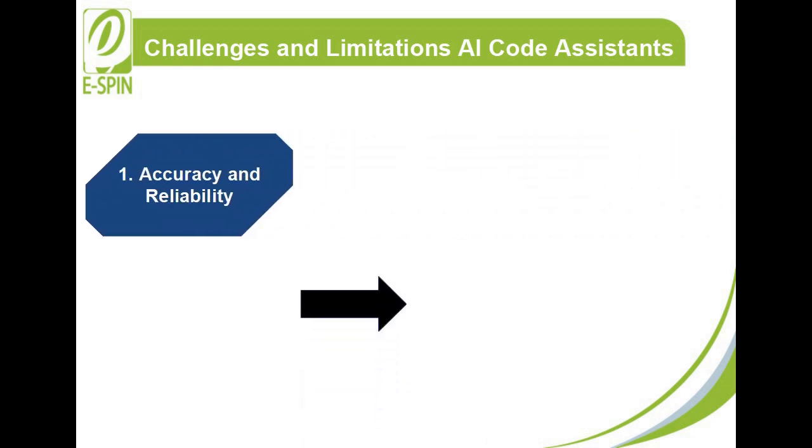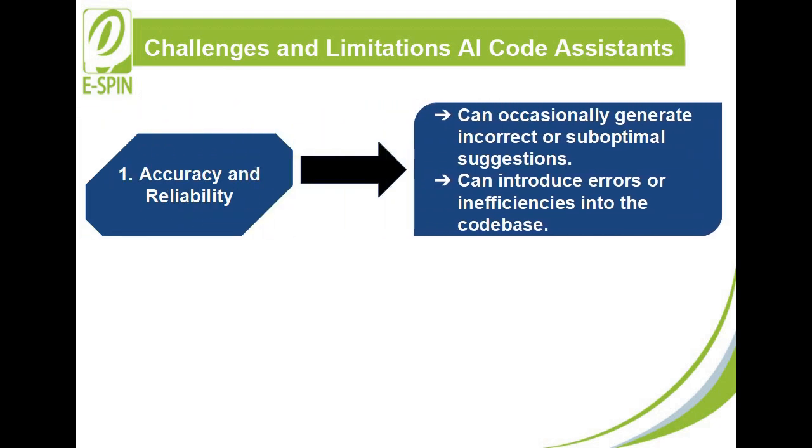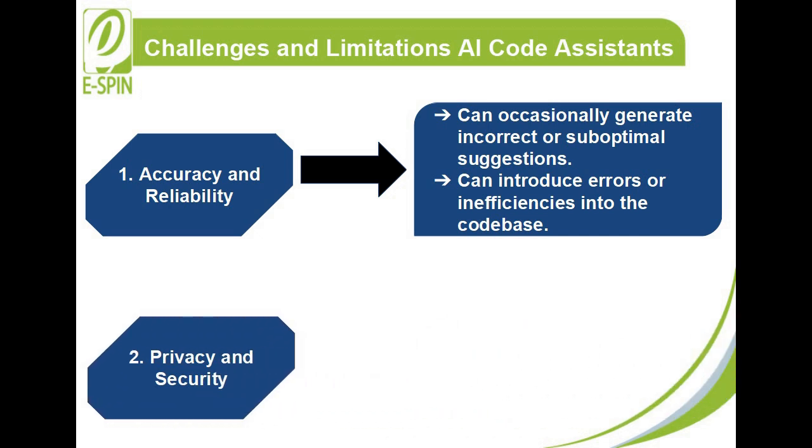One is accuracy and reliability. While AI code assistants are powerful tools, they are not infallible. The models underlying these tools can occasionally generate incorrect or suboptimal suggestions. This is especially true in complex scenarios where the AI might misinterpret the context or make assumptions that don't align with the developer's intent. Relying too heavily on AI-generated code without proper validation and review can introduce errors or inefficiencies into the codebase.